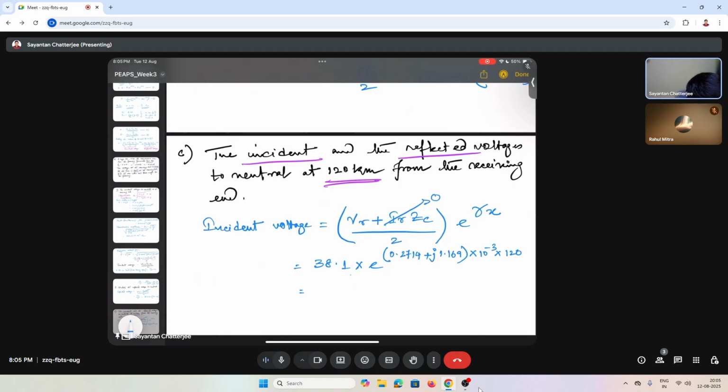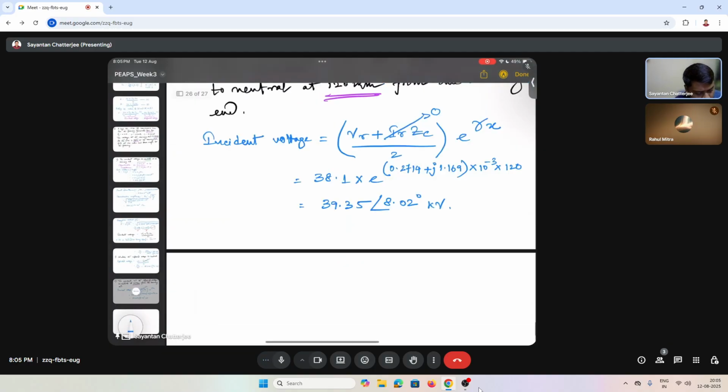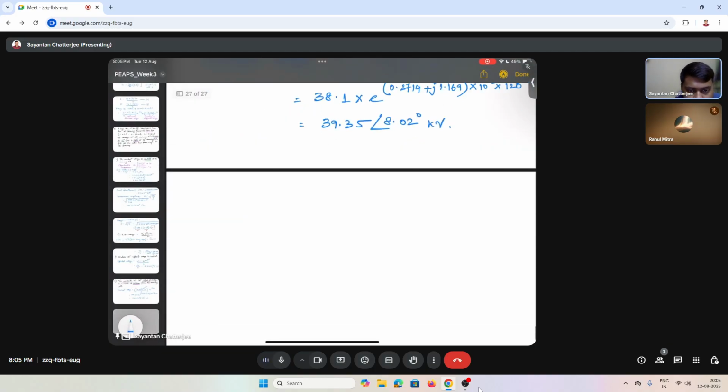So for the incident voltage, what will be the value? The incident voltage value to neutral will be 39.25 angle 8.03. So you can match. I hope this will be correct because I am taking these values directly from the textbook only.